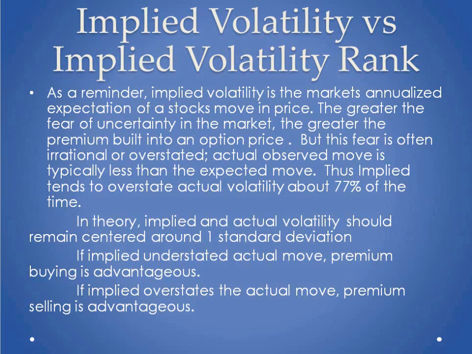In theory, implied and actual volatility should remain centered around one standard deviation. If implied understates the actual move, premium buying is advantageous. But if the implied overstates the actual move, premium selling is advantageous. And I'm going to get into this more in my webinars as well, how we can take advantage of these statistics and when you should be selling and when you should be buying.